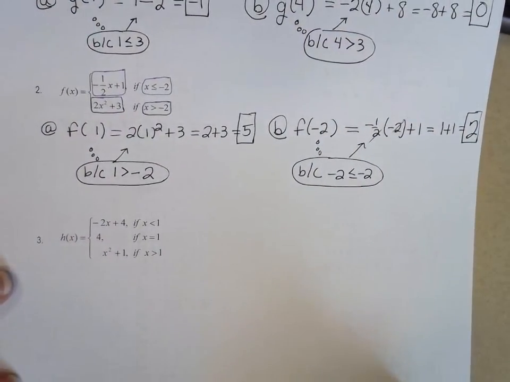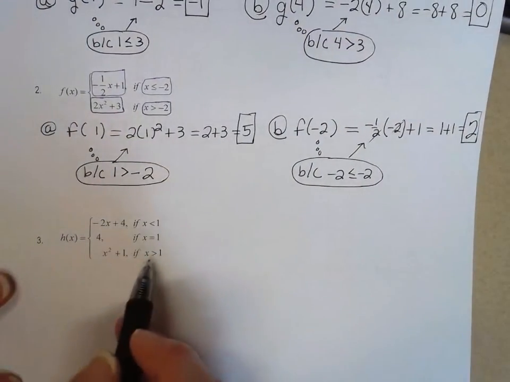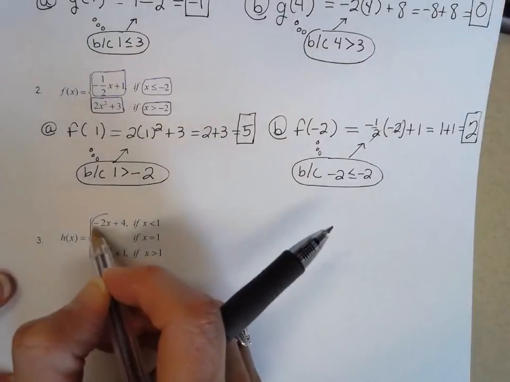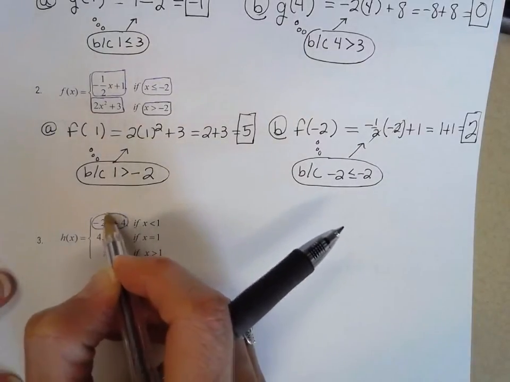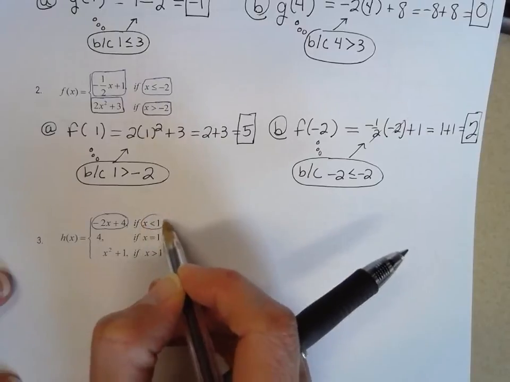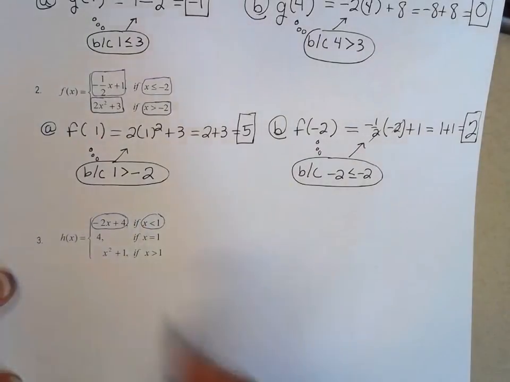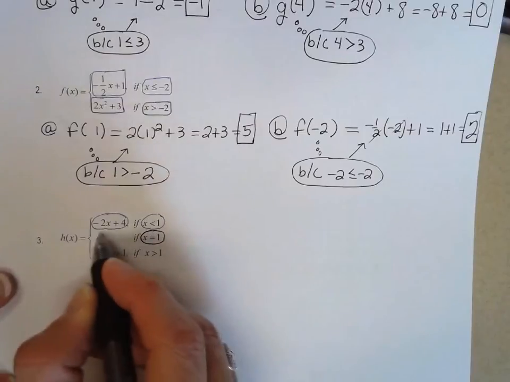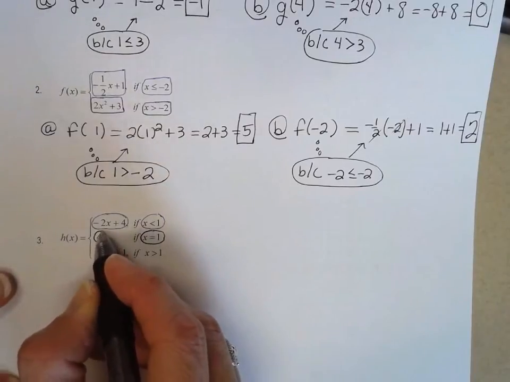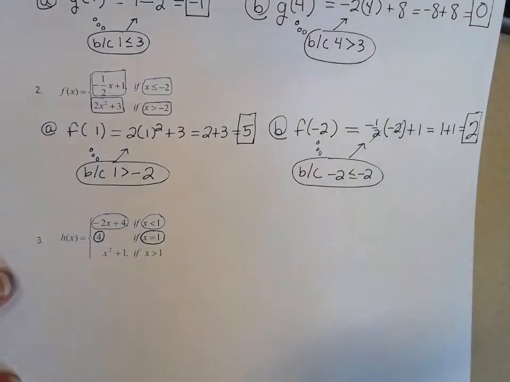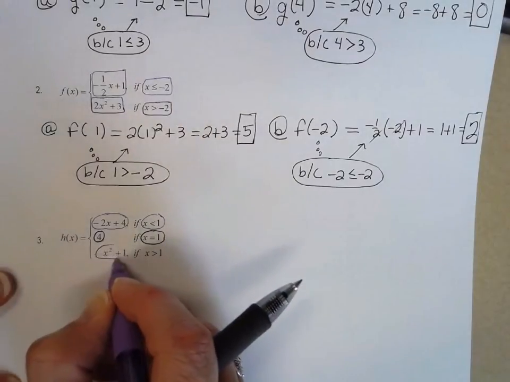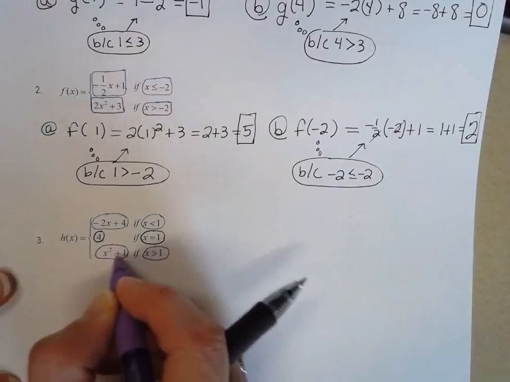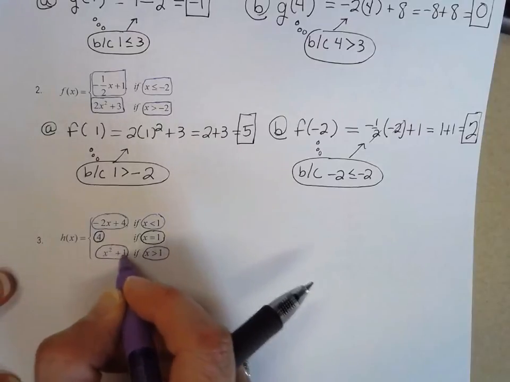Alright, last one here. So this one's defined in 3 different rules. It is defined as negative 2x plus 4, this line when x is less than 1. It's defined actually for just the one single value at x equals 1. It's defined to simply equal 4. And then for any values that are larger than 1, so when x is greater than 1, it's this parabola, x squared plus 1.